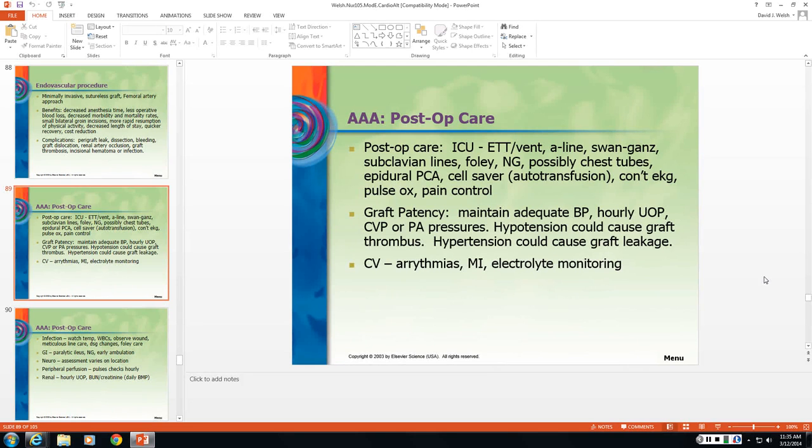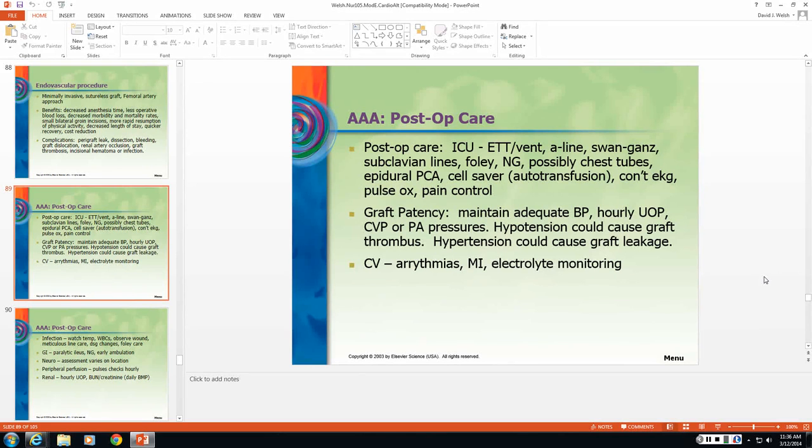They're going to have continuing EKGs, monitoring of their vital signs, pulse ox, pain control. To check graft patency, they're going to maintain an adequate blood pressure. You're going to do hourly urine output. Probably going to have a CVP measurement. Hypotension can cause the graft to have a thrombus, and hypertension can cause graft leakage, so you want to maintain an adequate blood pressure.